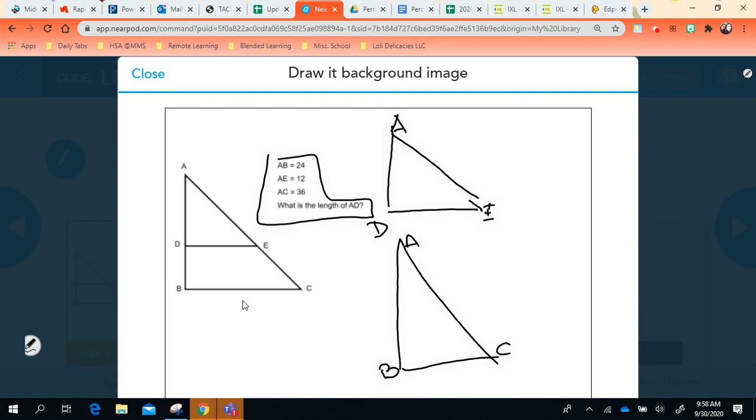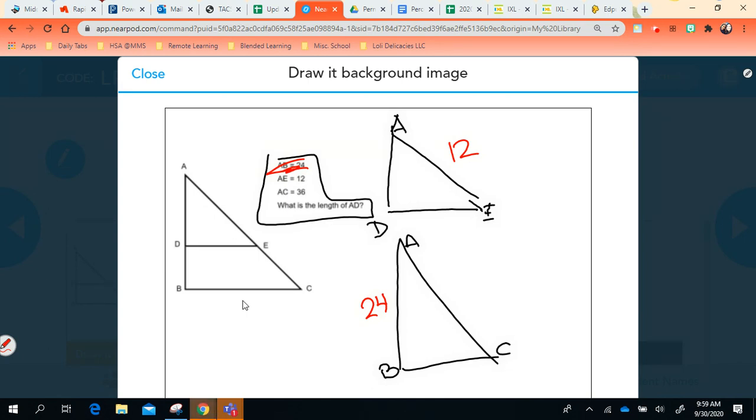So we're going to plug it in. So it says AB is 24. Where is AB, on my big shape or my small shape? 24. So it goes right there. AB is 24. AE, I got this one. AE, is AE on my little shape or on my big shape? My little shape. I've got 12.